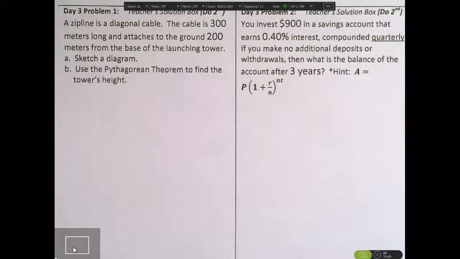Here's a solution for day 3, problem 1. A zip line is a diagonal cable. The cable is 300 meters long and attaches to the ground 200 meters from the base of the launching tower. Part A, sketch a diagram of this.